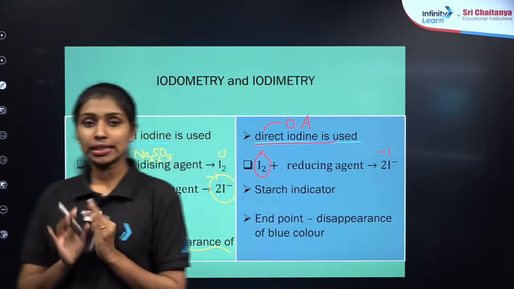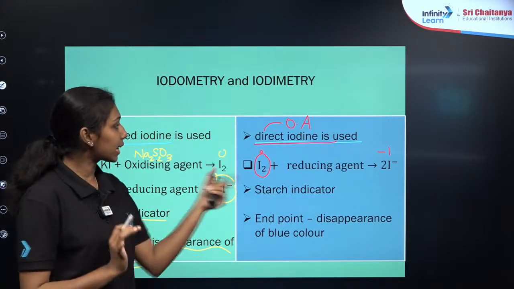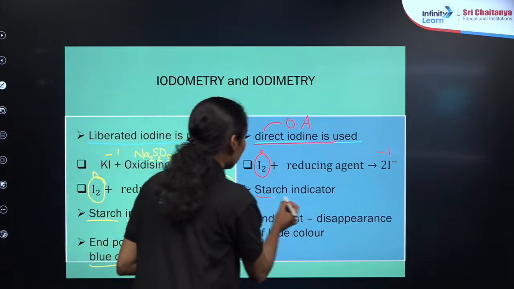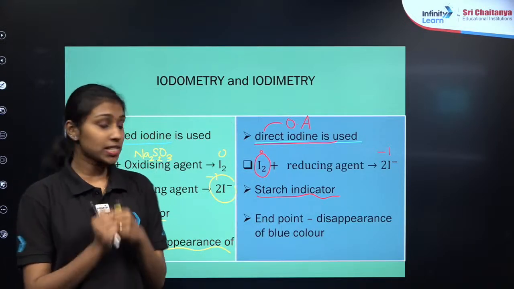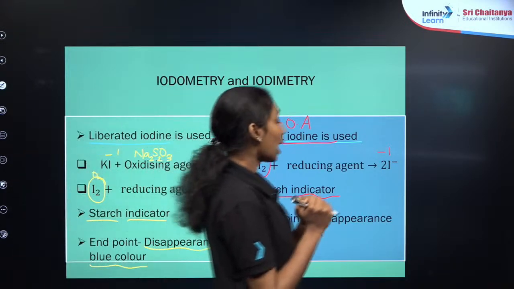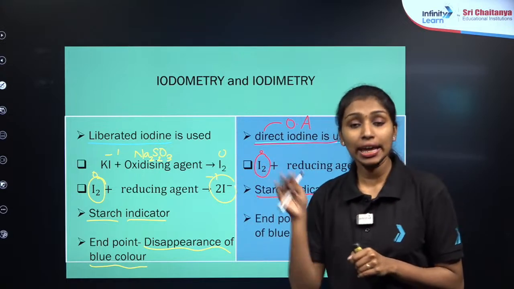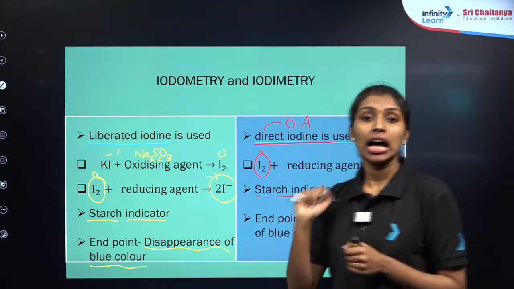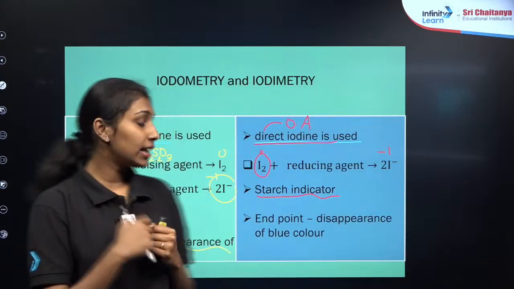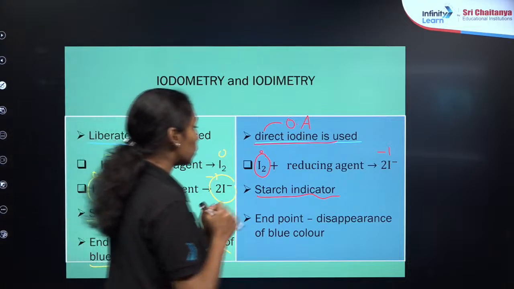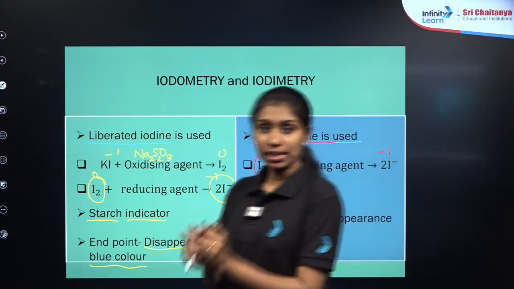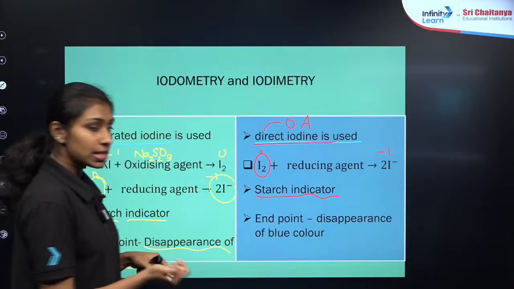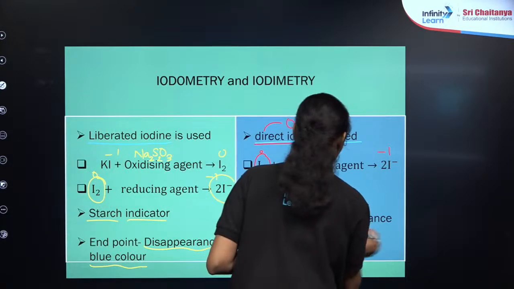Then, the same as in iodometry, starch is used as the indicator here. Iodine and starch combine together to form the starch-iodine complex, a blue color complex. Towards the end of the titration, when all the direct iodine has combined with the reducing agent to form the product, the complete blue color disappears. That will be the end point of this particular reaction. Clear?